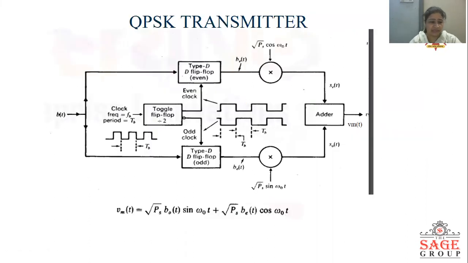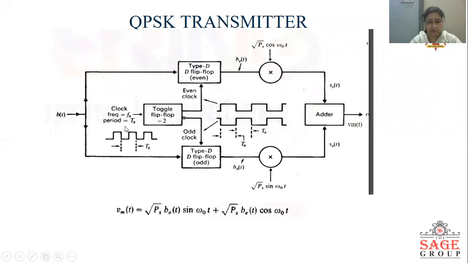Now, this is the block diagram of the QPSK transmitter. Here we can see BT, which is the bit stream, in the form of binary, either 1 or 0. Here, the bit stream is given to two D-type flip-flops. One flip-flop is called the even flip-flop and the second is called the odd flip-flop. For the even and odd flip-flops, the clocks are generated by the toggle flip-flop, and this toggle flip-flop is driven by the clock frequency of FB.